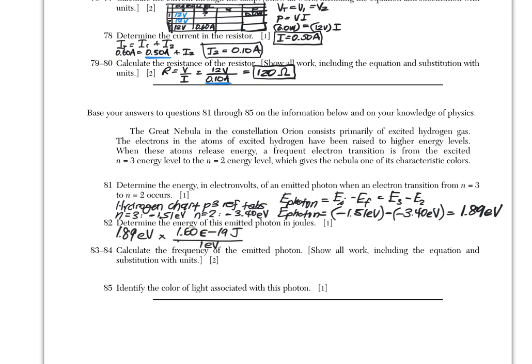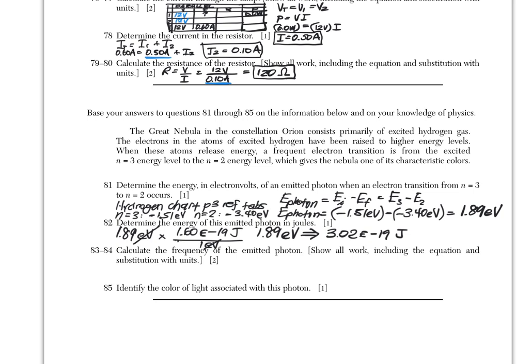And so the conversion on page 1 of the reference table is 1 electron volt is 1.6 times 10 to the negative 19 joules. I put the electron volts in the denominator so that I can cancel with the original units, and so I get 1.89 times 1.6 times 10 to the negative 19 joules. So there's the energy in joules.